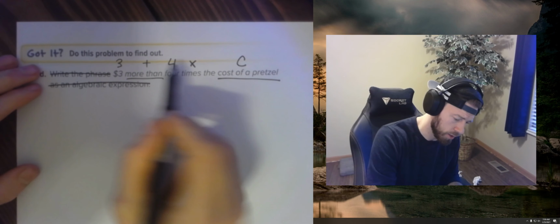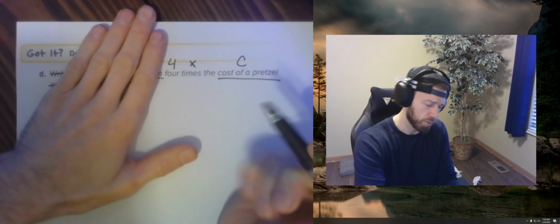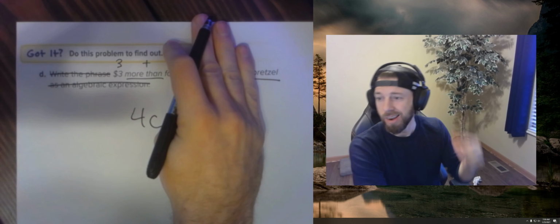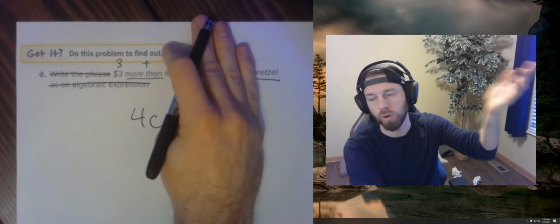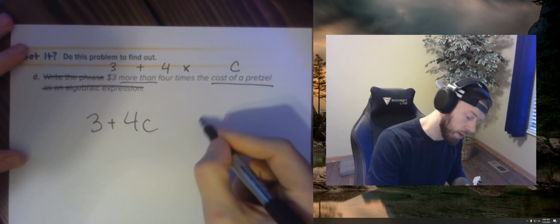I'm looking at all these different words that are trying to help me out here. 4 times the cost of a pretzel. What's 4 times the cost of a pretzel? That's easy. 4C, right? Just 4C. But I need to add 3 to it. Now this is kind of cool because unlike subtraction where it really matters, addition does not matter what order it comes in. So you could write 3 plus 4c, because adding 3 to something doesn't matter if it comes first or second because it's the commutative property.